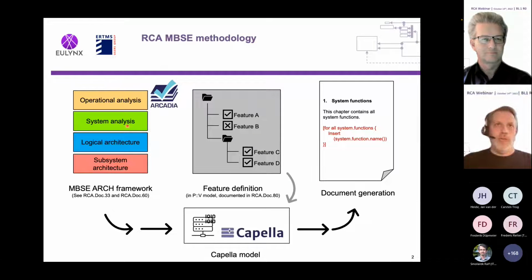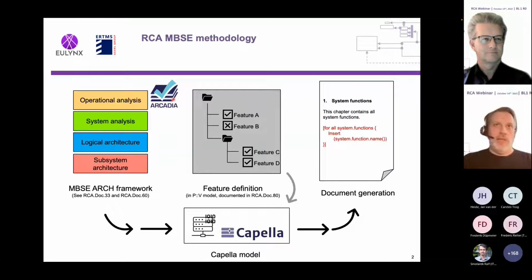I hope you can see my cursor. I can also switch it here to this fancy laser pointer. That's an overview of what our model-based approach comprises. So the core element you can see down here, that is the Capella model. It's a database in the Capella tool, and it's basically our central definition of truth. So that's where we hold the truth, basically. However, if you want to put information into that, you have to do it in a certain way. And that is why we defined something which we call the ARCH framework. The ARCH framework is a process, but also a methodology to feed information in a structured way into the Capella model.